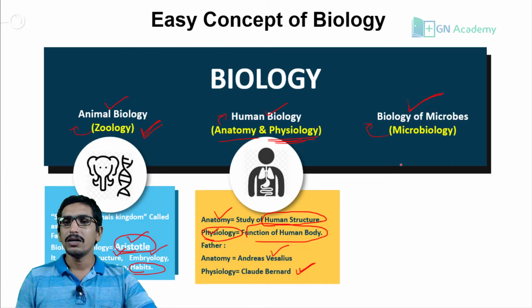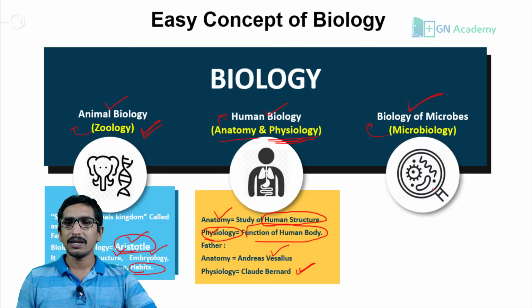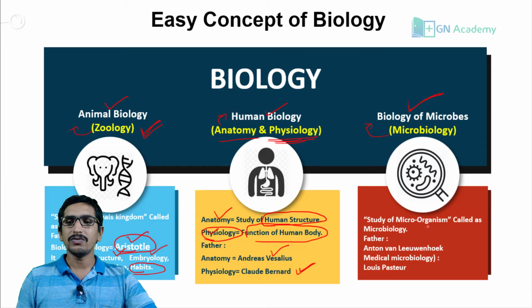And coming to microbiology. Microbiology deals with the biology of microbes. The study of microorganisms should be covered in microbiology. The father of microbiology is Antonie van Leeuwenhoek and the father of medical microbiology is Louis Pasteur. Biology of microbes was first discovered by Leeuwenhoek. Later, a few discoveries by Louis Pasteur innovated modern microbiology, so we call Louis Pasteur the father of medical microbiology. This is the easy concept to remember regarding biology.